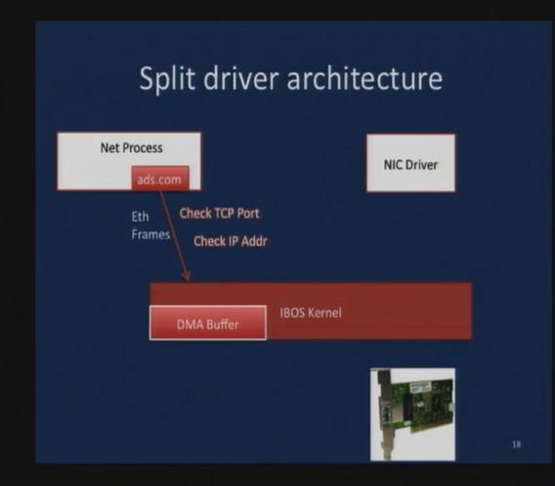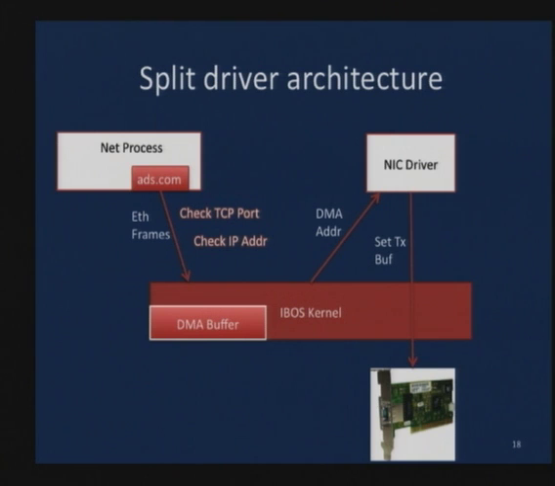Once the IBOS kernel vets the data, it will copy it into a DMA buffer. And once it's copied it into a DMA buffer, it notifies the NIC driver about the address of the DMA buffer. One important distinction here is that the NIC driver doesn't actually have a pointer to the DMA buffer. It knows the physical address where the DMA buffer starts, and it can program the underlying device with this physical address, but it never actually has a pointer to the DMA buffer. This is why, even if your NIC driver is completely compromised, we know that it can't modify any of your DMA data.